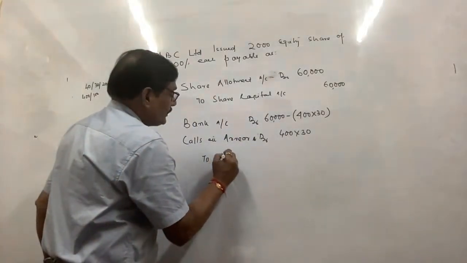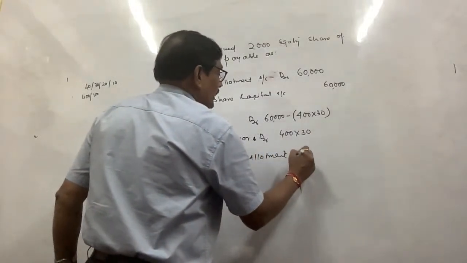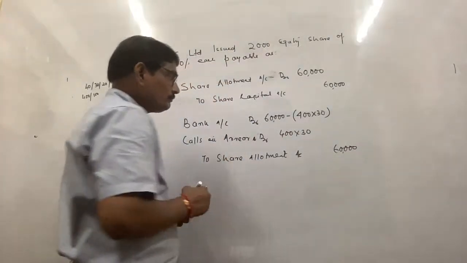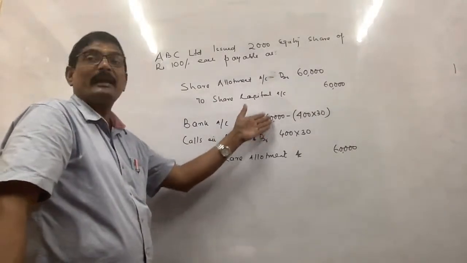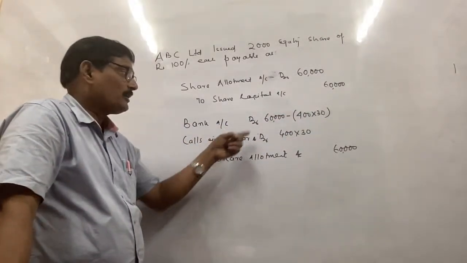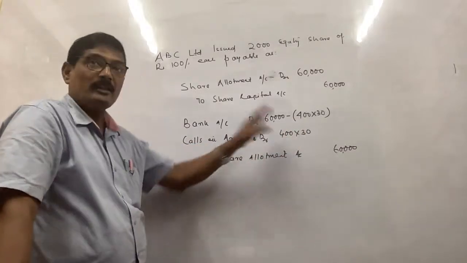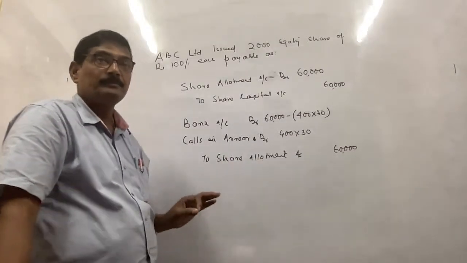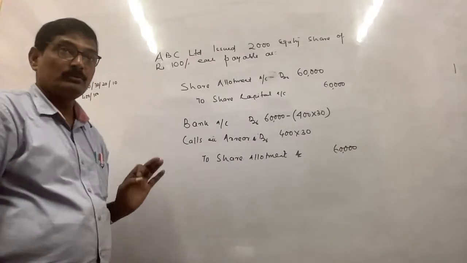To share allotment account, that is 60,000. Bank account debited 60,000 minus 400 into 30. Calls in arrear account debited 400 into 30, which was supposed to be received but not yet received. To share allotment account 60,000 into 30. This entry will be passed if we are opening calls in arrear account.